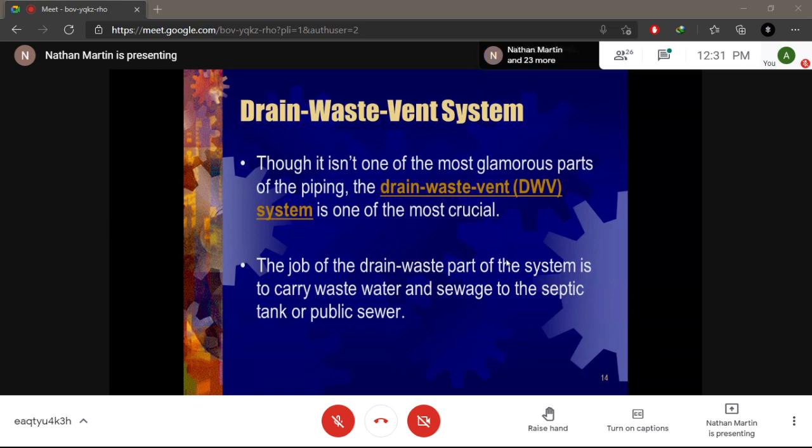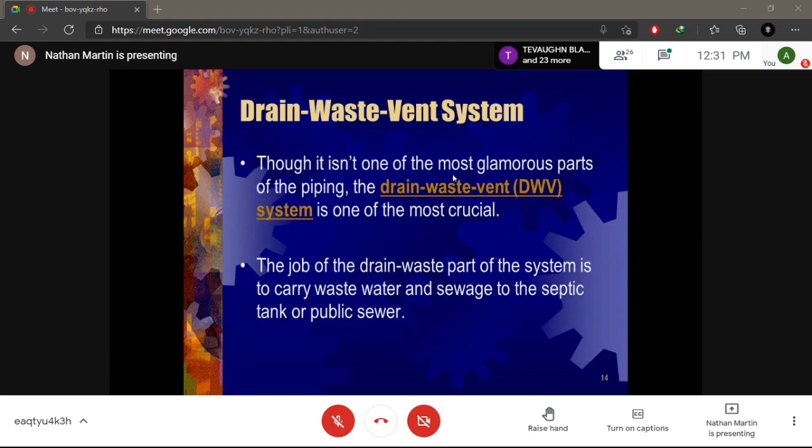All right, your drain waste vent system. Though it isn't one of the most glamorous parts of the piping, the drain waste vent or DWV system is one of the most crucial, meaning if you don't have something to take away the waste, you will have this foul smell in your home and in your offices and at your plant for long periods of time, which is really detrimental to our health.